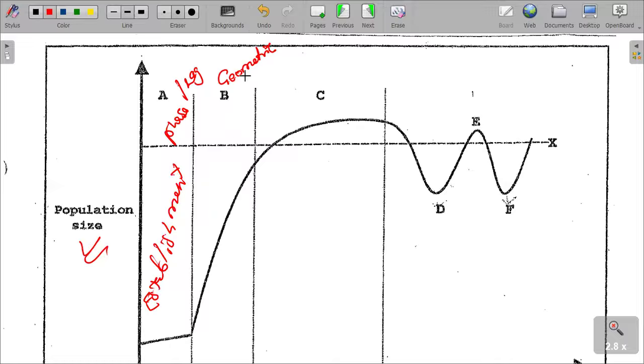And then C is also known as what? As the equilibrium phase. C is equilibrium, or it is called stationary. Equilibrium or stationary phase.